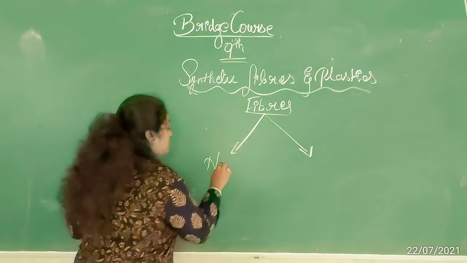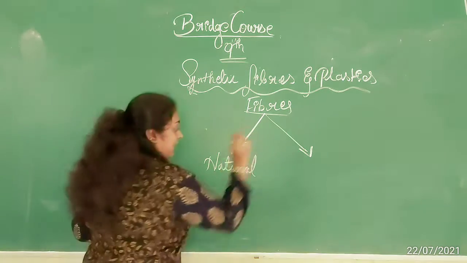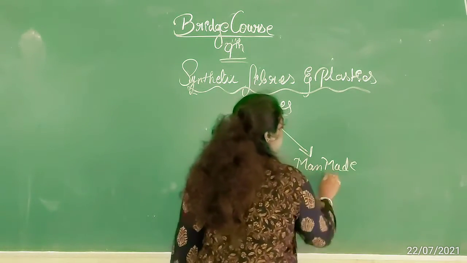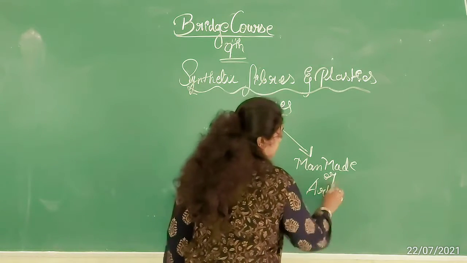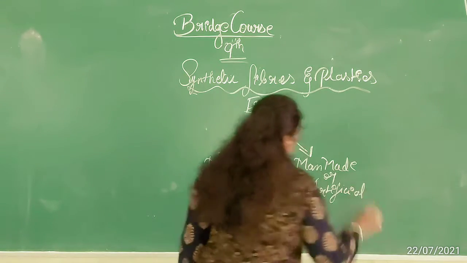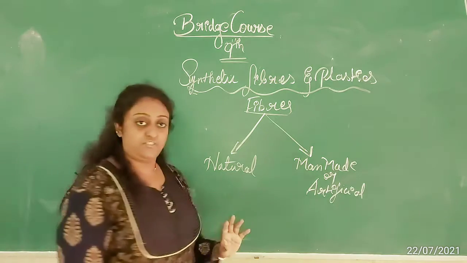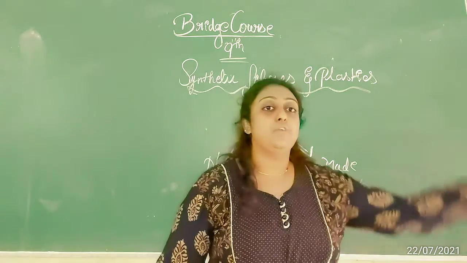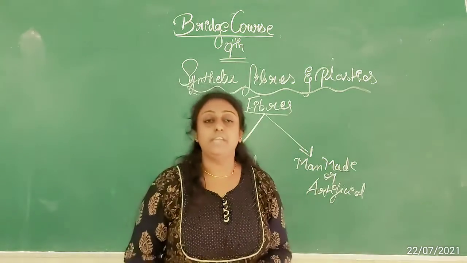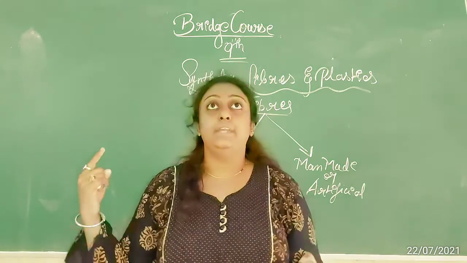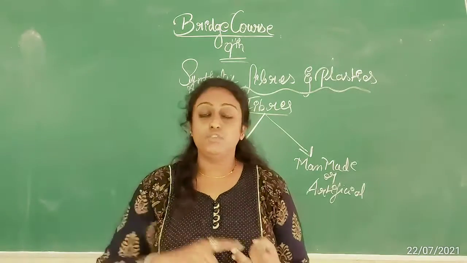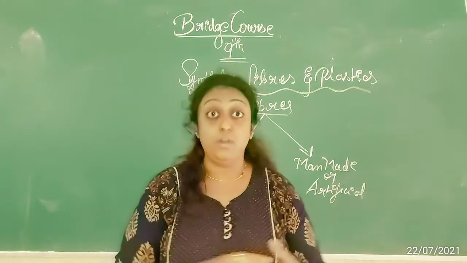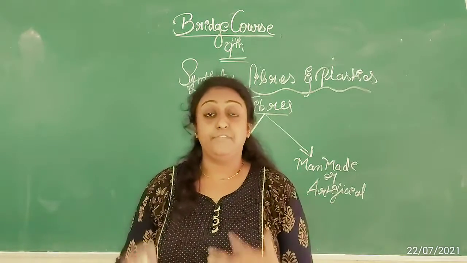One is natural and one is man-made, or we can say artificial. When I say natural, what does natural mean? Natural means which we get directly from plants and animals. From plants, what are we getting? We are getting jute, then we are getting cotton, isn't it? Silk from the cocoon, wool from sheep, then leather from animals.